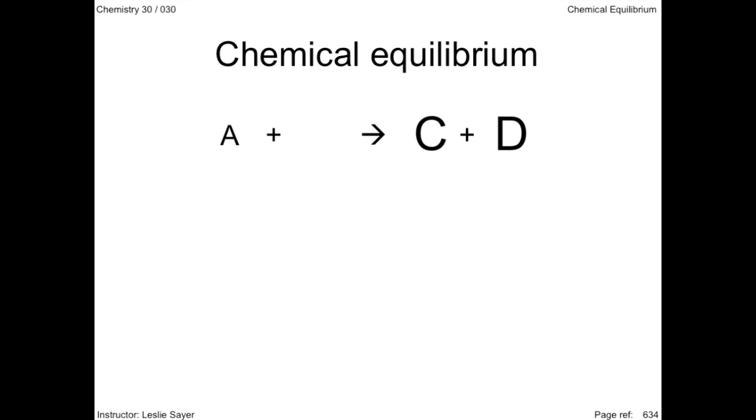However, in reality, many reactions do not proceed to completion. What actually happens is the rate of the reaction going the other way catches up to the forward reaction rate. And at the point where they are the same, no net change in reaction is indicated.